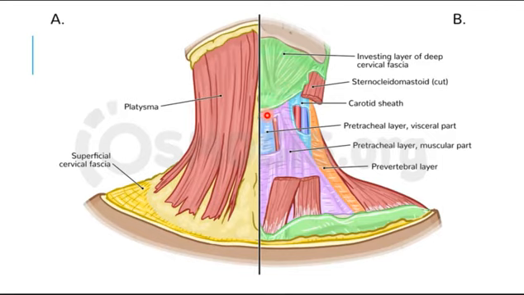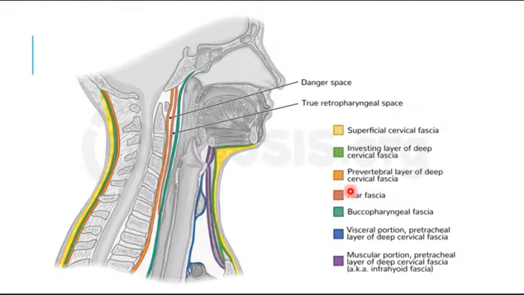And later on we have, this is the landmark sternocleidomastoid muscle. Beneath it we have the pretracheal layer, and we have a visceral part of the pretracheal layer and the muscular part of the pretracheal layer, and paravertebral areas, paraspinal areas. This is not shown in this image.